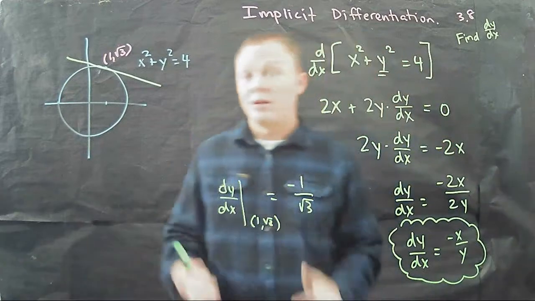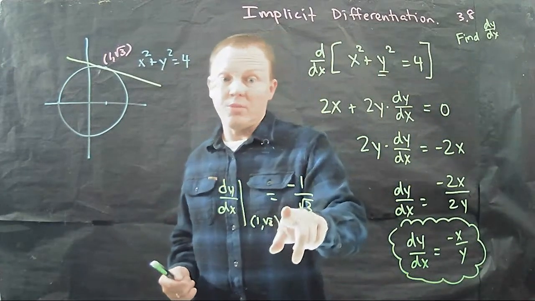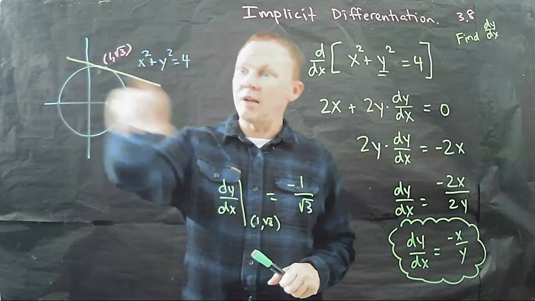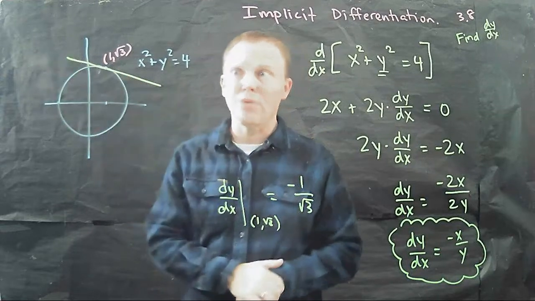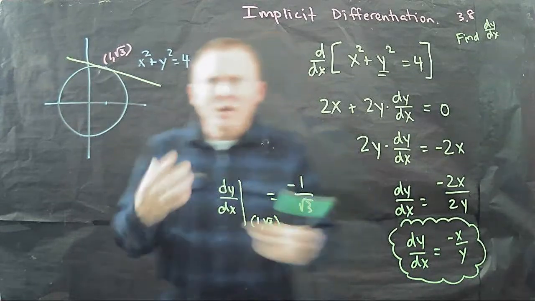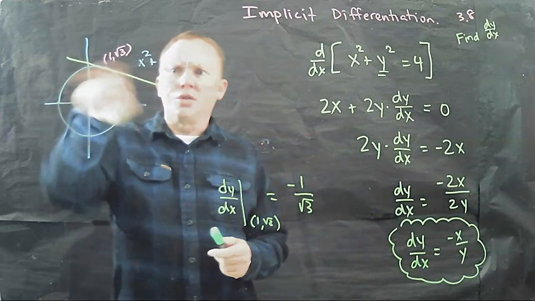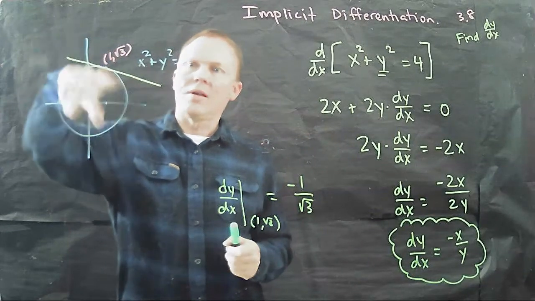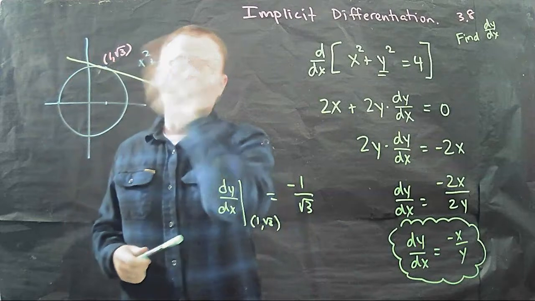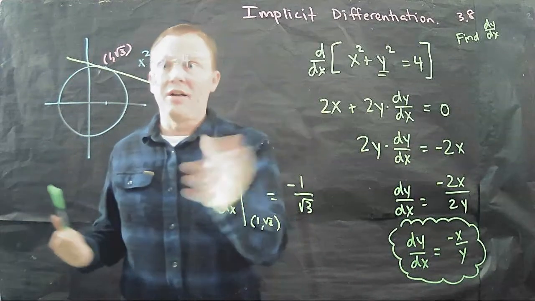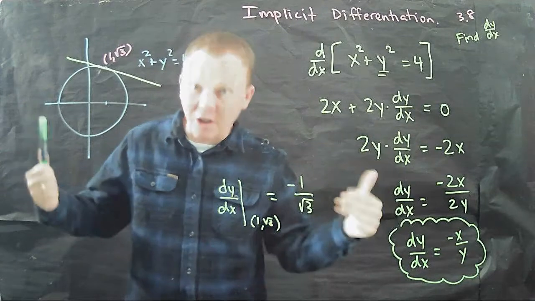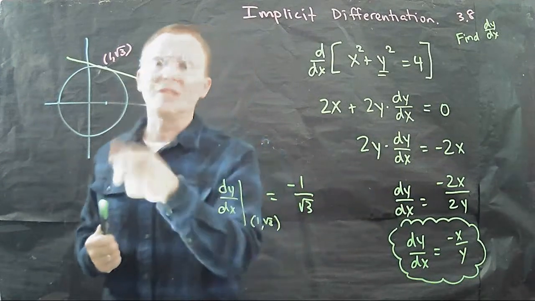Now, let's talk about this answer a little bit more. It's negative, right? Should it have been negative? Yeah, that tangent line has a negative slope there, doesn't it? Now, we're not going to say that this function is increasing or decreasing there necessarily, because again, this is an equation involving x and y. It's a relationship involving x and y. It's not necessarily a functional relationship. In fact, this isn't a function.